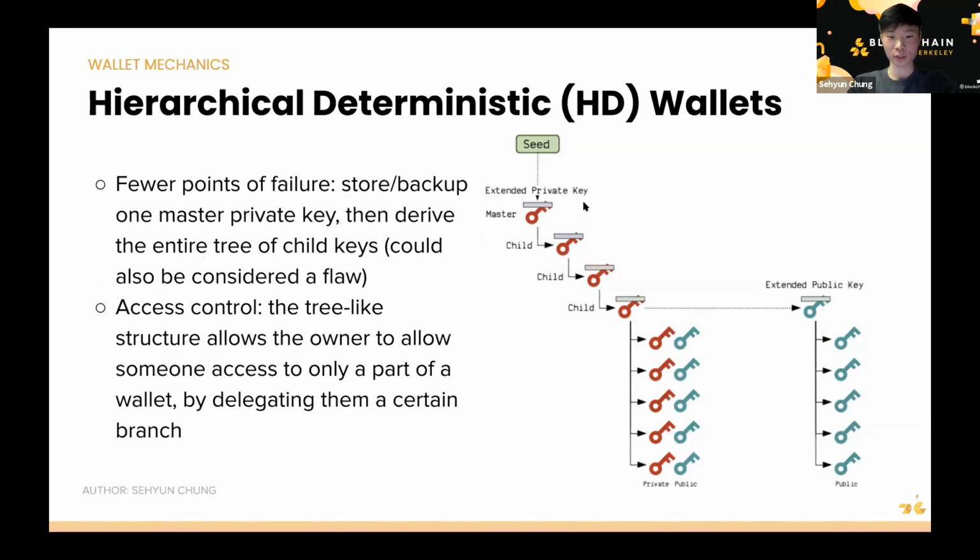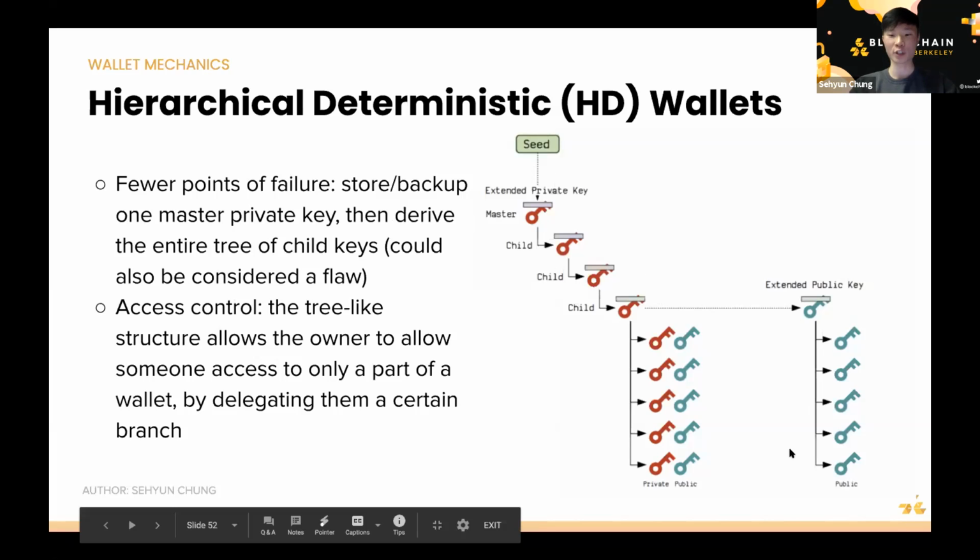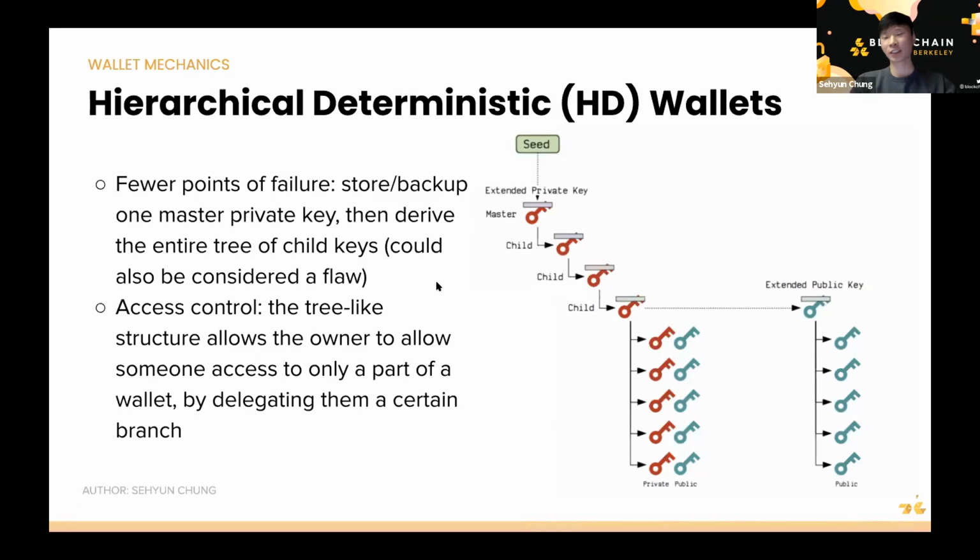You only need to keep track of this key because the rest of the tree, the rest of the keys, can all be generated from this one key. That's the only one you need. But this could also be considered a flaw because if you lose this one key, you kind of lose everything. And so you want to make sure that you have a lot of backups of that private key and it's very safe and secure and tucked away in a safe place.